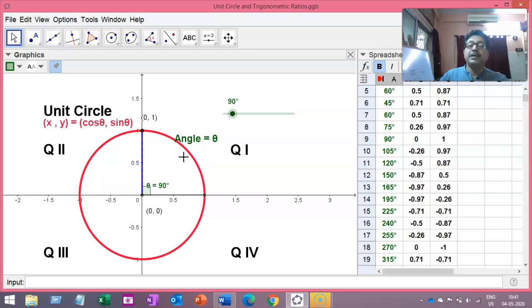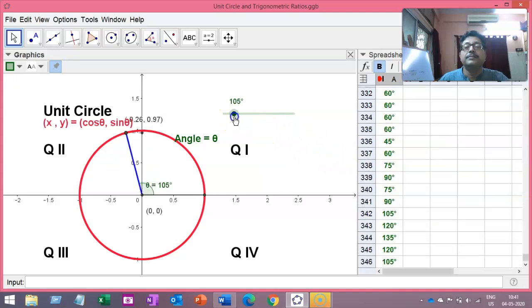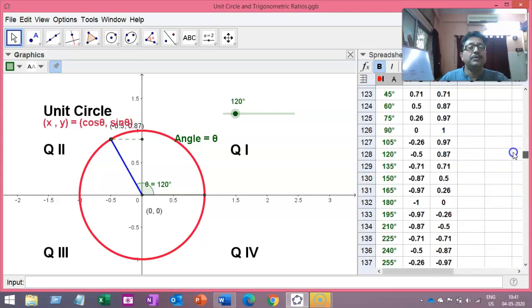The first thing you have to remember: the angle made by this rotating line with the original position, that is along the positive x-axis, is the angle. That angle should be positive because it is rotating in the anti-clockwise sense. So if we go more, let us calculate. Say I am going to calculate 120 degree.